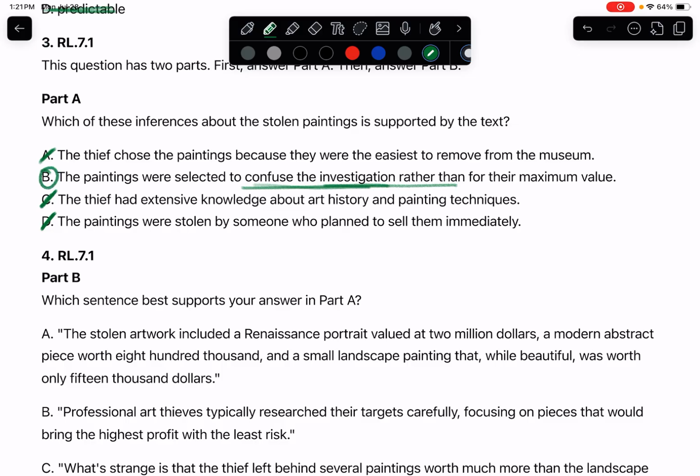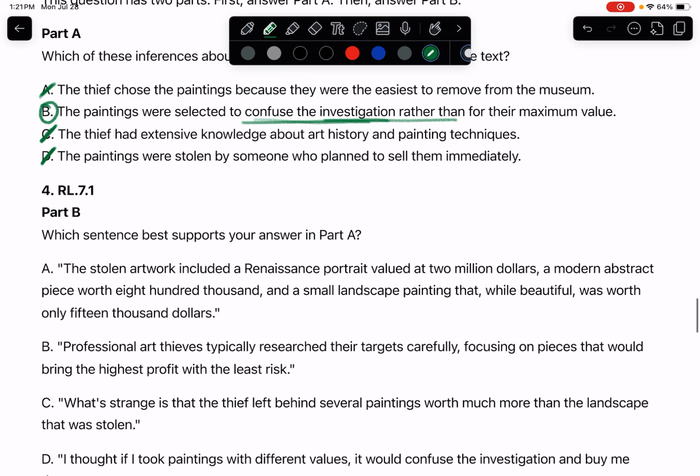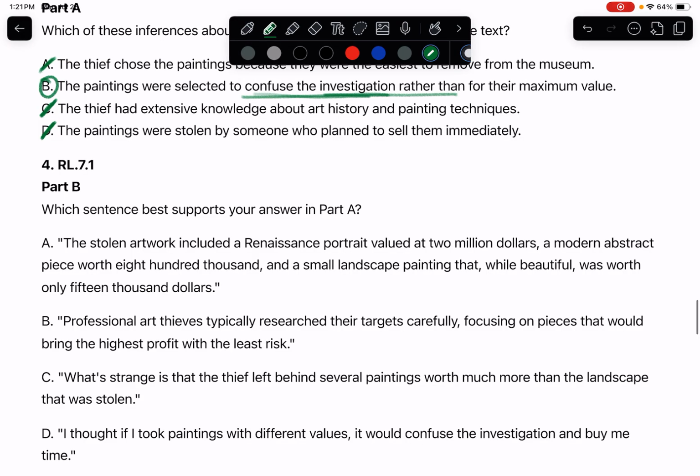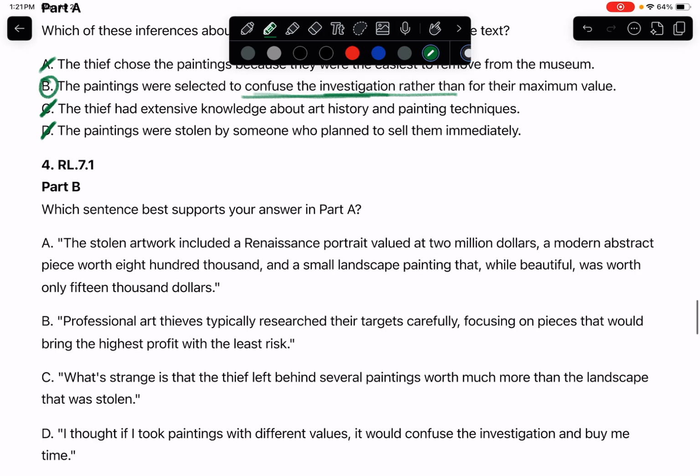Okay. Number 4. Which sentence best supports part A? Let's read these. The stolen artwork include a Renaissance portrait valued at $2 million, a modern abstract piece worth. So they tell you what the cost is. Okay, but this one doesn't talk about why he chose or picked them. Professional art thieves typically research their targets carefully, focus on pieces that would. Again, he doesn't talk about why he picked these.